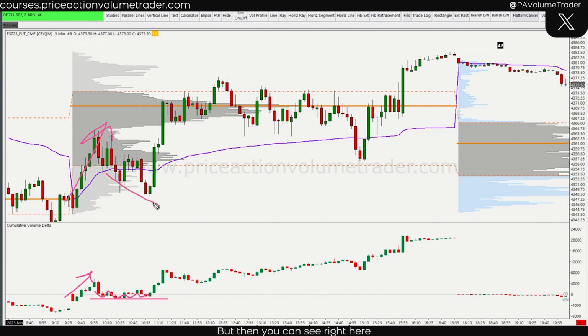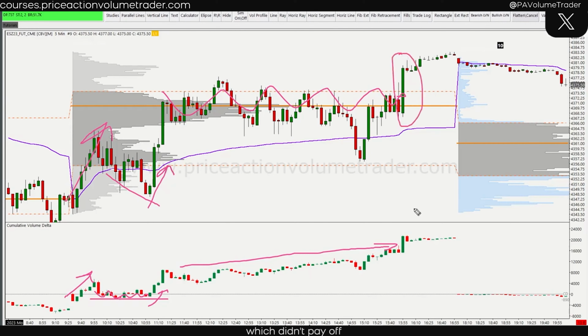But then you can see right here, we got this huge price push to the upside, and delta started responding accordingly. And then throughout the rest of the day, price pretty much spent the rest of the time mostly sideways. Delta was just very slightly up. You know, I wouldn't call this a huge divergence, but you can see how in this case there was some progressive buying which didn't pay off until pretty much the end of the session, where we did have a push up and a close right at the highs.